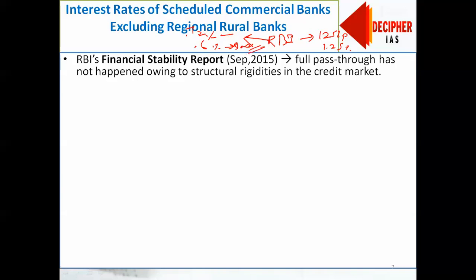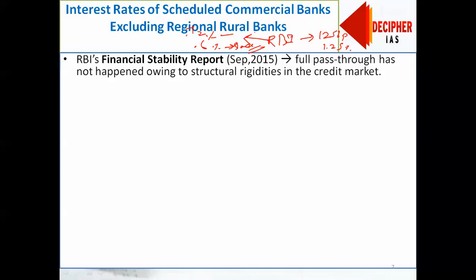The base rate is the least interest rate which the bank charges to the most preferable customer. That is, the banks can't charge below this interest rate from any borrower. Okay. So RBI in its Financial Stability Report of September 2015 has said that the full pass-through has not happened. That is, monetary transmission by banks to the customers has not happened due to structural rigidities in the credit market.